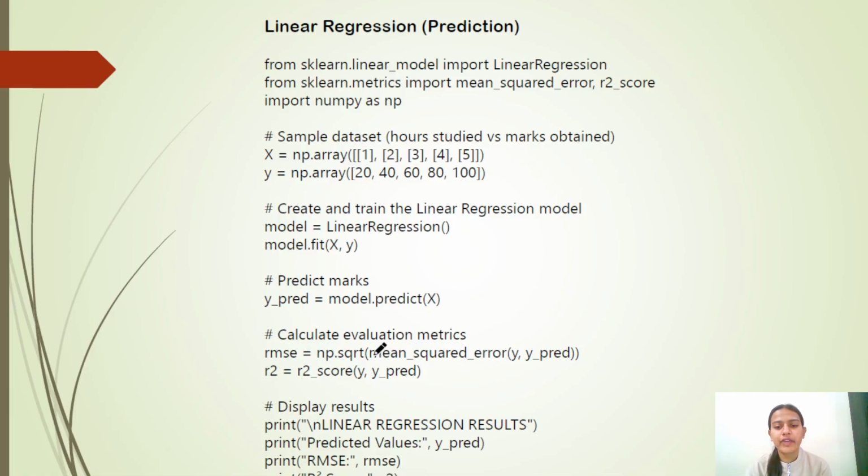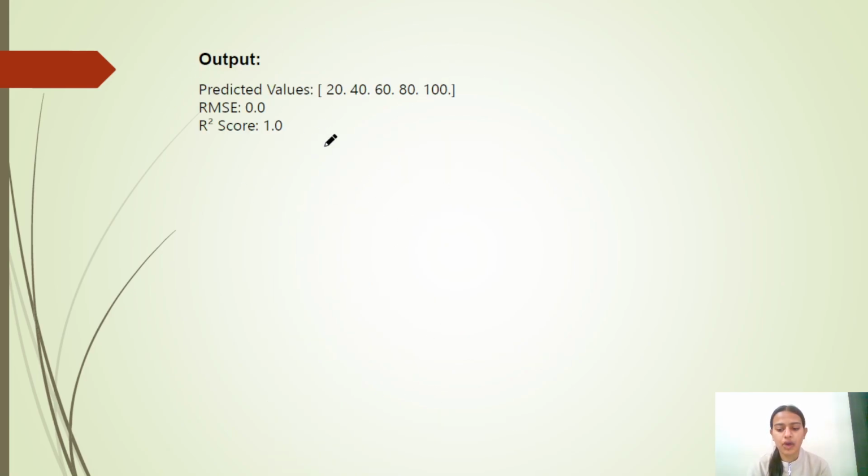Now calculate evaluation metrics, so RMSE equals np.sqrt(mean_squared_error(y, y_pred)). Now R2 equals r2_score(y, y_pred). Display results. We will display the result and we will get the outputs.